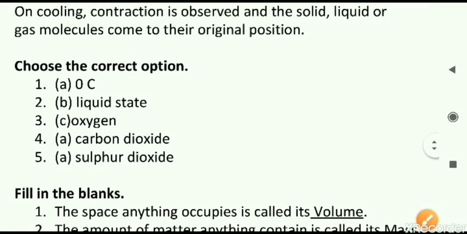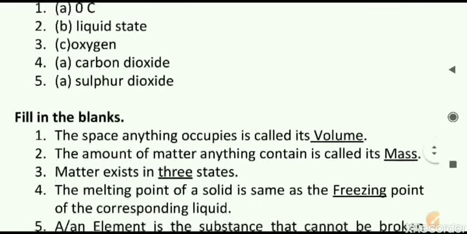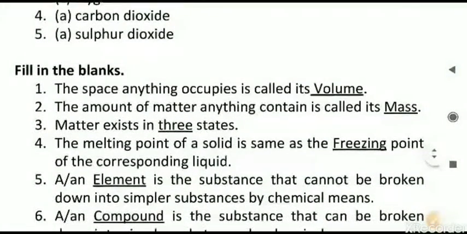Here we have the book exercise. The answers have been mentioned. Choose the correct options. You can note down in your book. Next, fill in the blanks. The first one, the space anything occupies is called. It is volume. Volume is the space required for anything. Second, the amount of matter anything contains. That is called as mass.